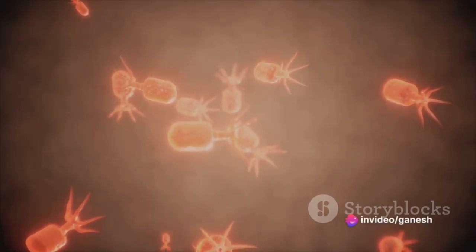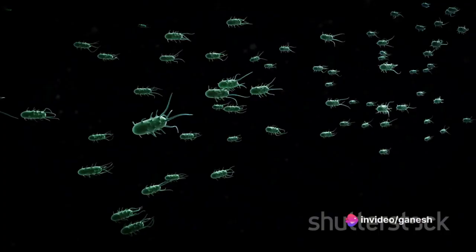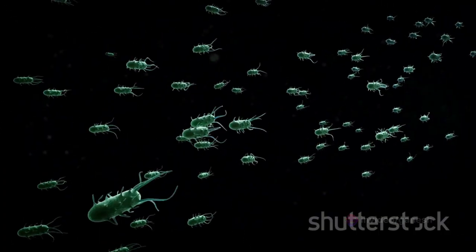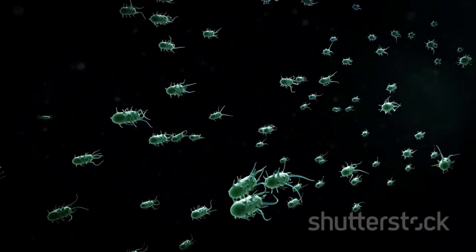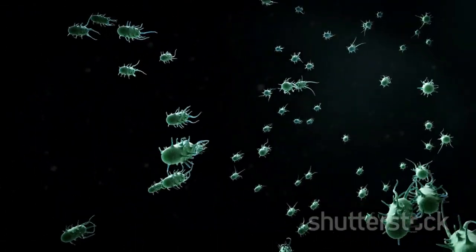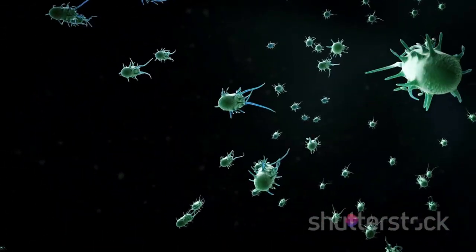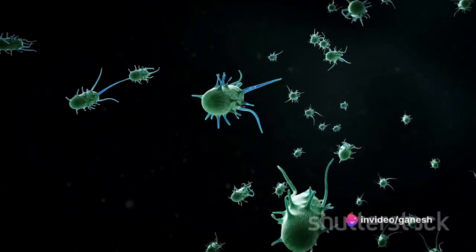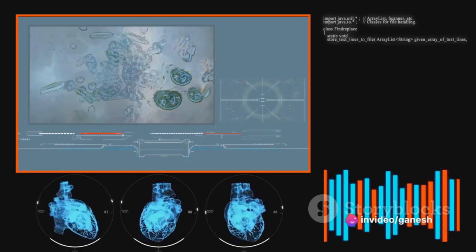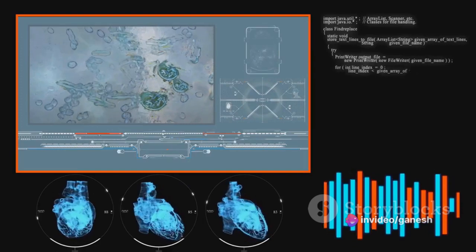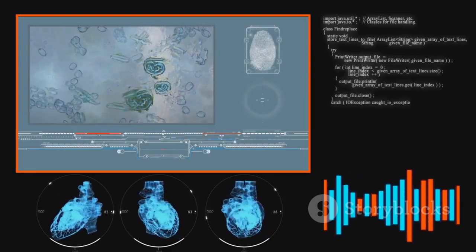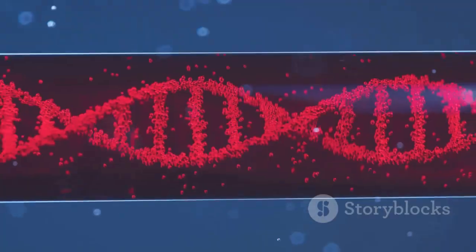Next, a structure called the pilus, which can be thought of as a microscopic bridge, forms between the donor and recipient bacterium. The single-stranded copy of the F plasmid then travels across this bridge, moving from the donor to the recipient. Once inside the recipient bacterium, the single-stranded F plasmid DNA is converted into a double-stranded DNA molecule.